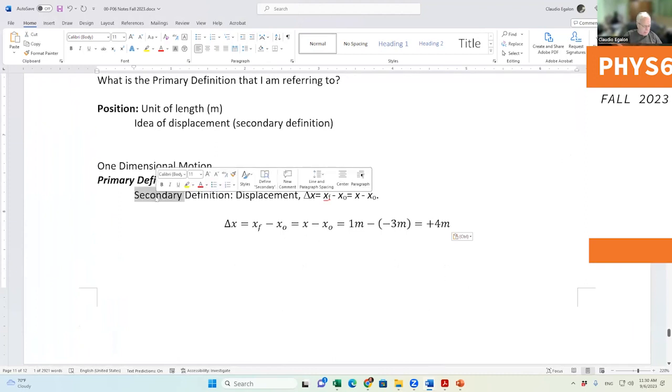Notice that I put secondary definition. Why is it a secondary definition? Because this definition depends on the primary definition. Professor, so it's not xi? Yeah, you can. Some books do xi, but some books also do x naught. Oh, x naught, okay. Yeah, some books do x naught as well.